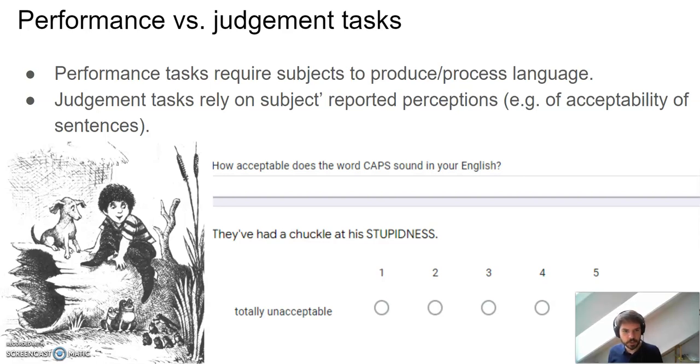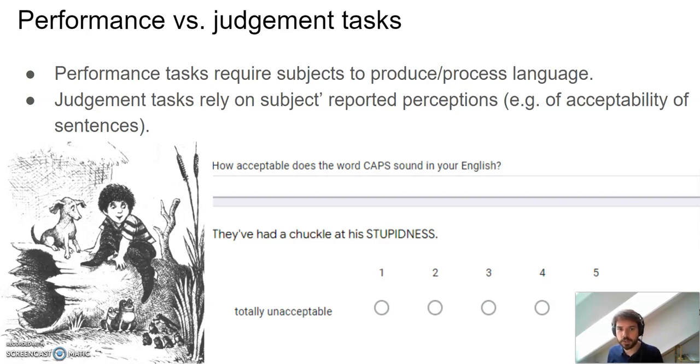The examples, so basically on the left-hand side you can see a picture from the Frog Story, a collection of drawings that are used as stimuli very often to just elicit linguistic production. You ask people to describe what's happening in the pictures. So that would be a very clear case of a performance task.